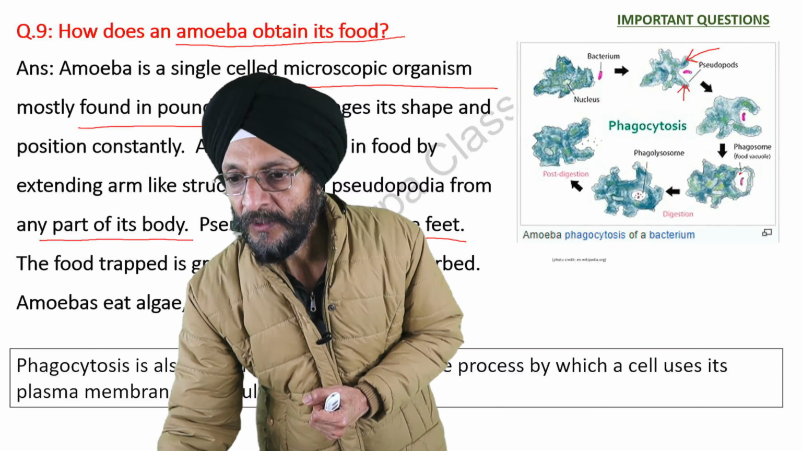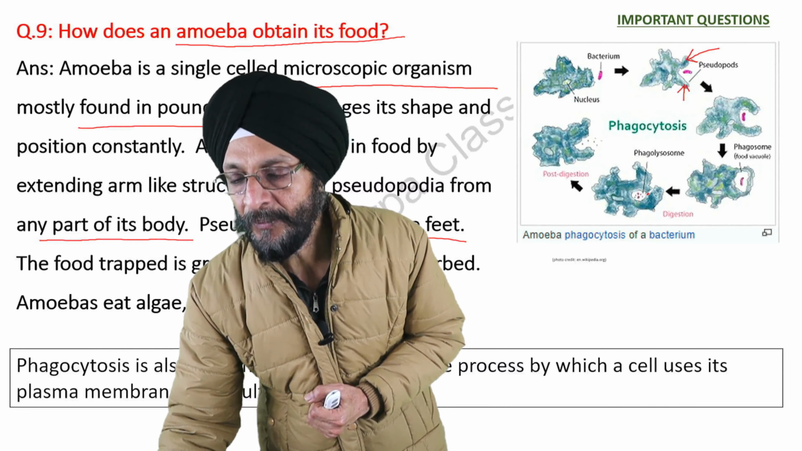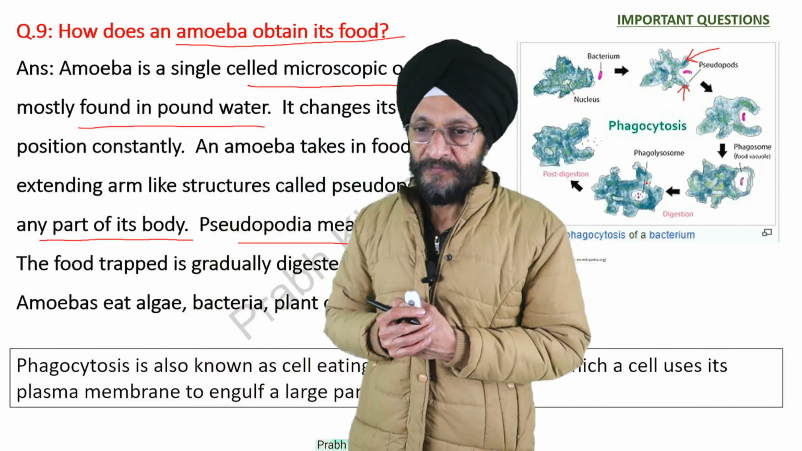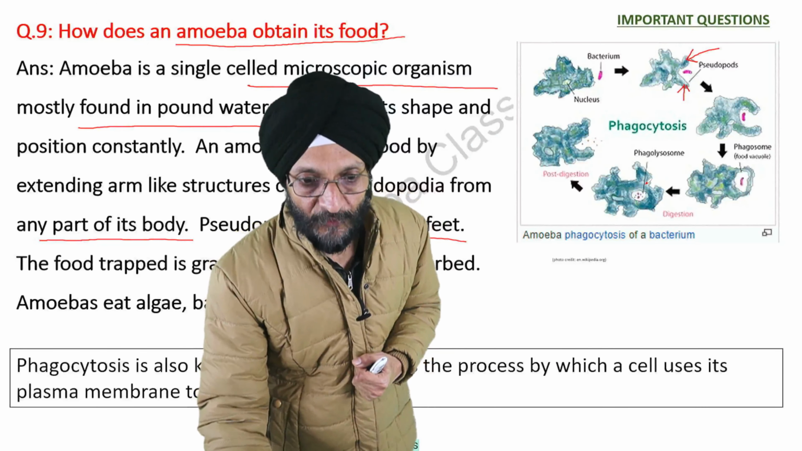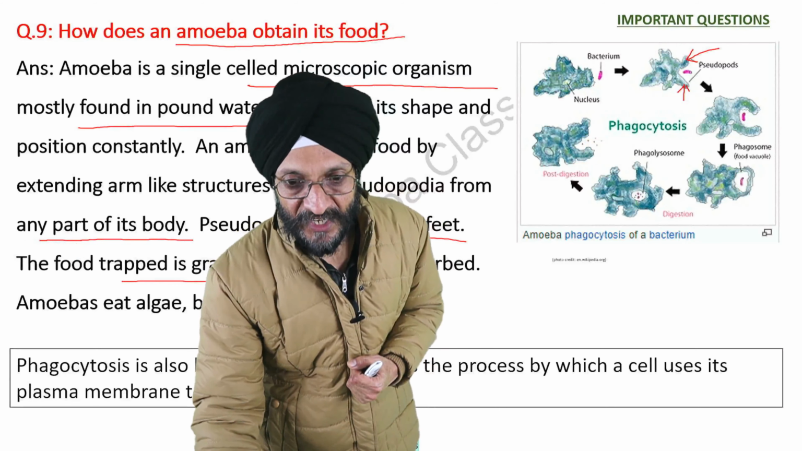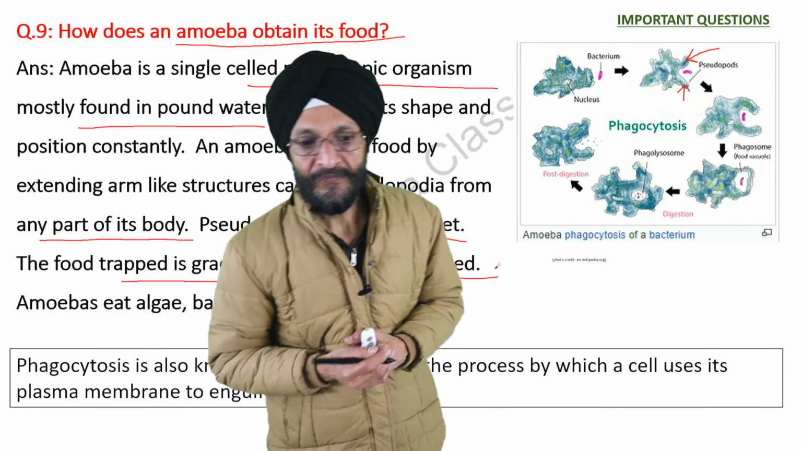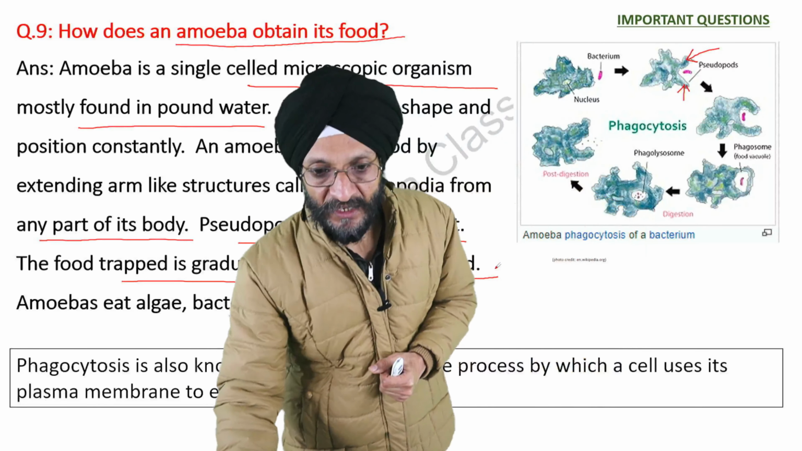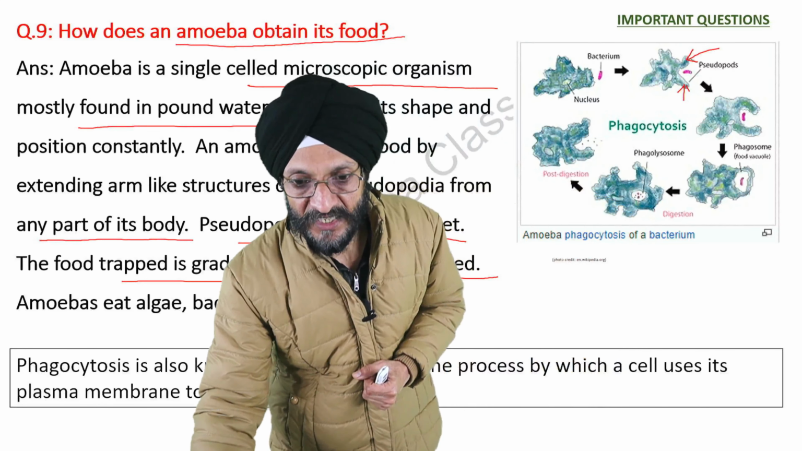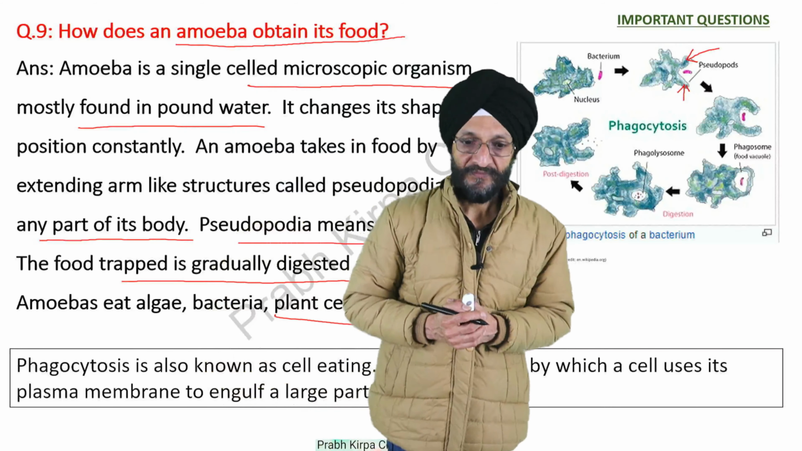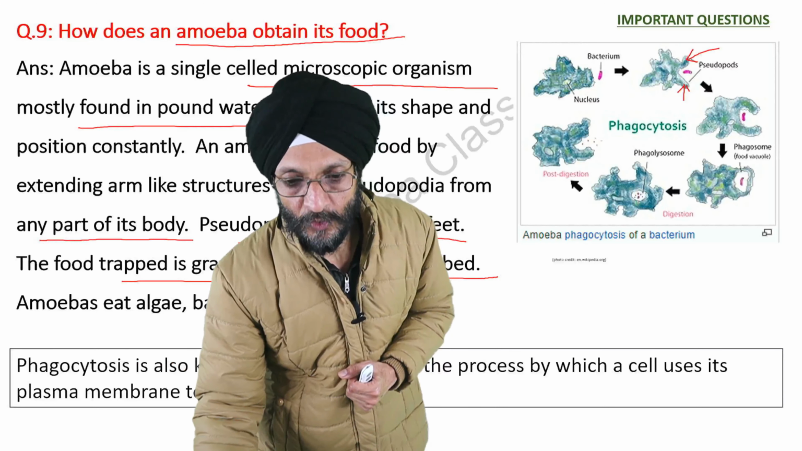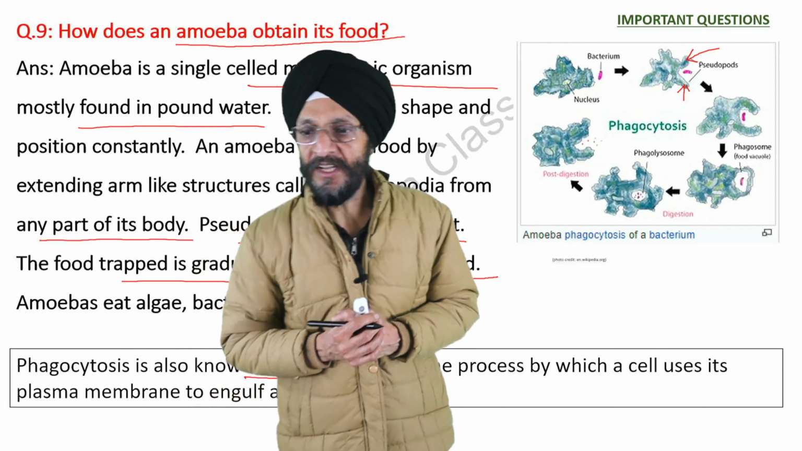Food vacuole will be formed. Ultimately, the amoeba will digest the same. The food trapped is gradually digested and absorbed. Amoebas eat algae, bacteria, and plant cells, etc. Phagocytosis is also known as cell eating.